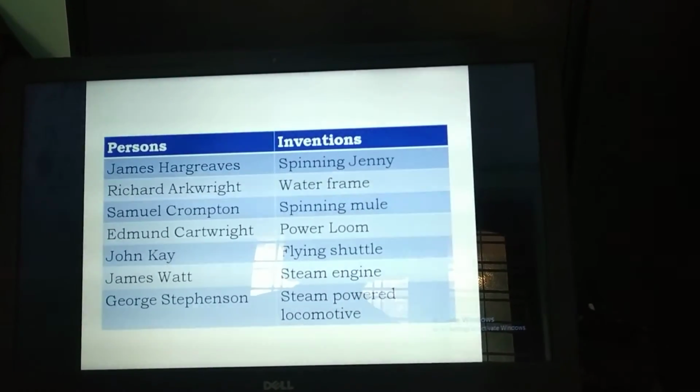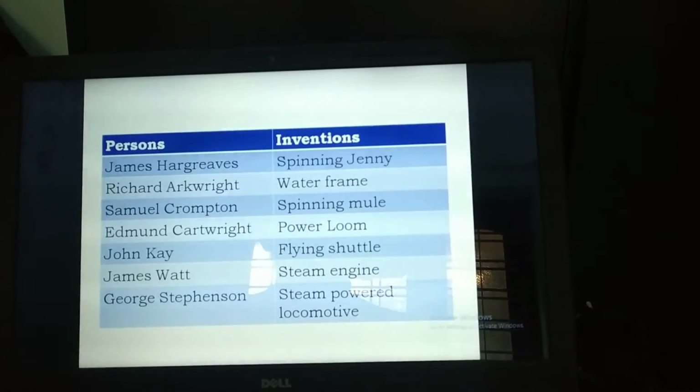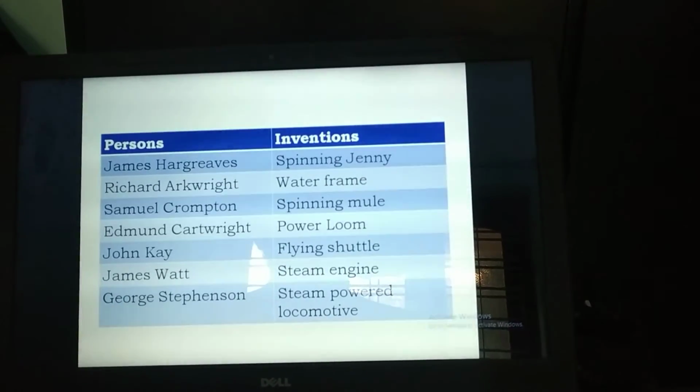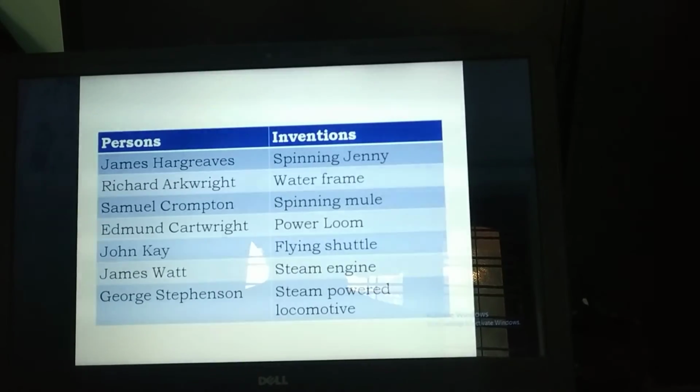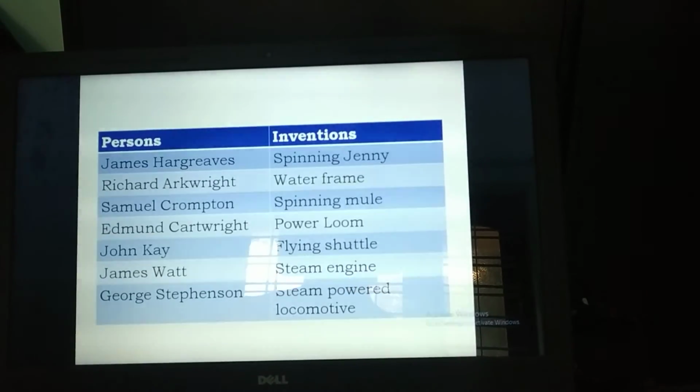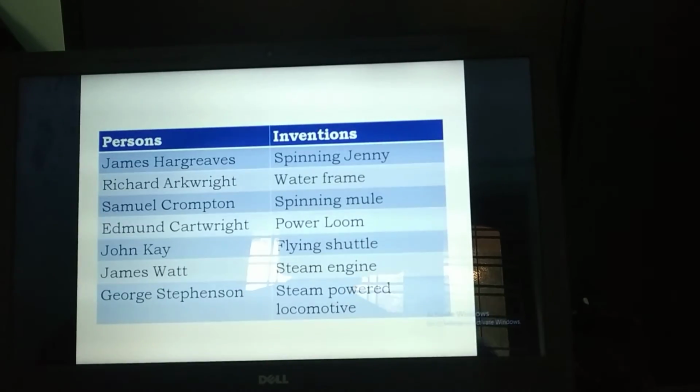We have the spinning jenny, water frame, spinning mule, power loom, flying shuttle, steam engine, steam powered locomotive. So these are the inventions that led to the Industrial Revolution in England. So remember some of the inventions and some of the persons who invented all these items. So just remember the names there.